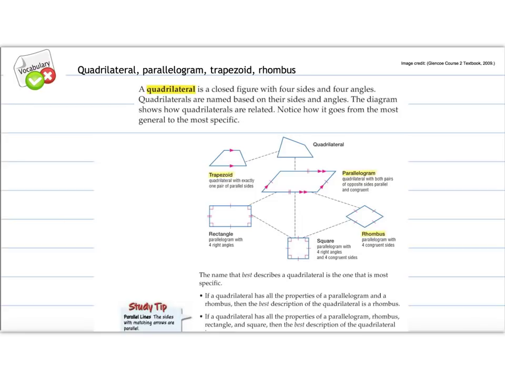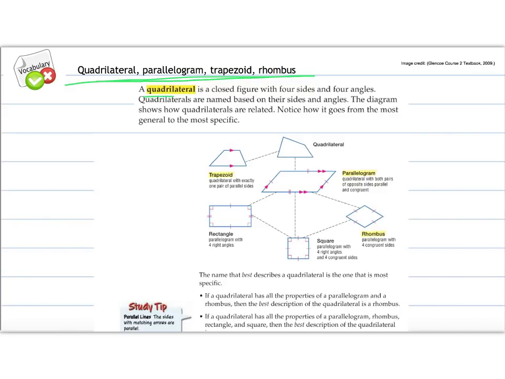So here's some vocabulary: quadrilateral, parallelogram, trapezoid, rhombus. These shapes should be familiar to you, so this shouldn't be too difficult. We will have a chart. You can just follow here. You can fill this in. We will have a notes foldable that you'll get to have too.